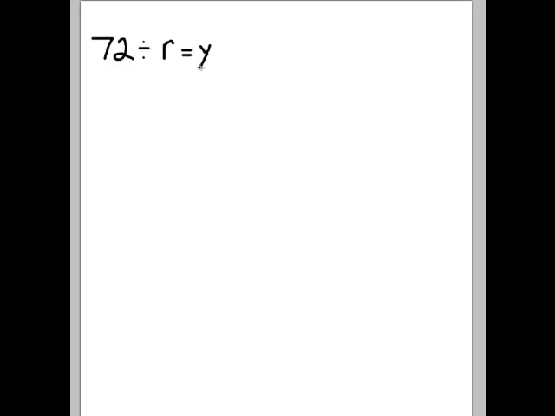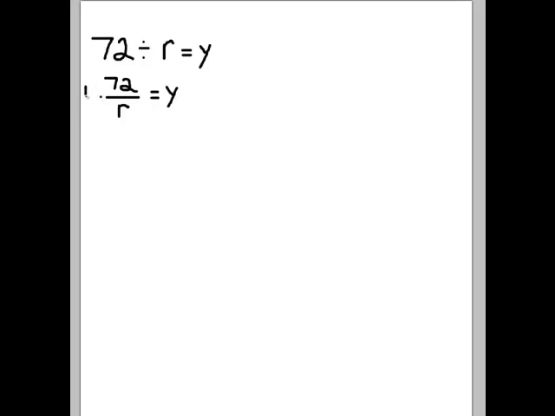Now don't be afraid. I know this looks like algebra and I've got letters and numbers in the same equation, but it's really a simple equation. 72 divided by R actually can also be written like this: 72 over R equals Y. Those are the same exact equations. I just wrote them differently. So now I need to get the interest rate by itself because now we're trying to solve for interest rate. So how do I get the R by itself?